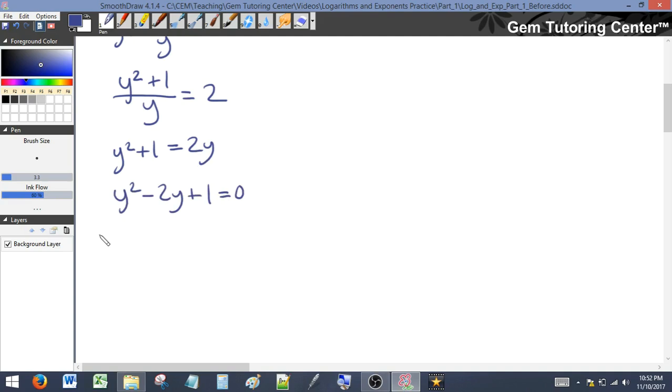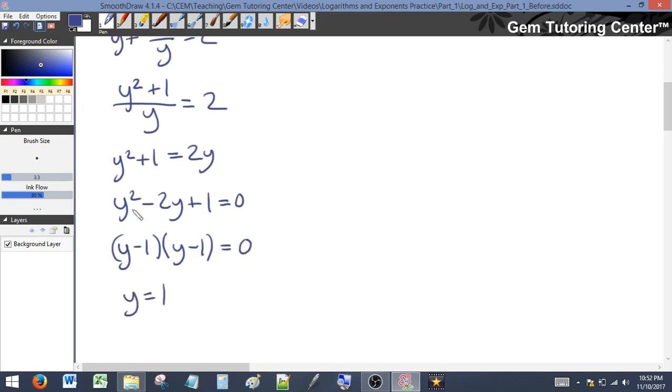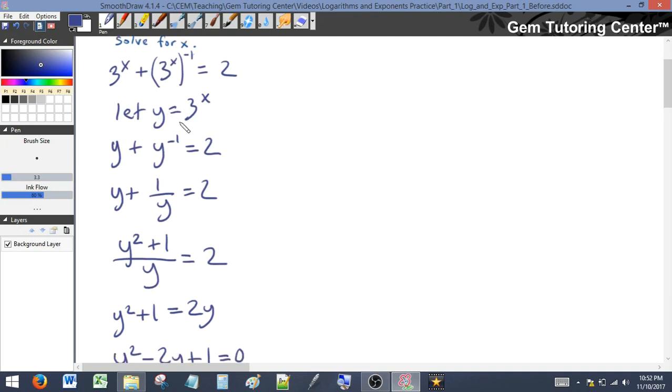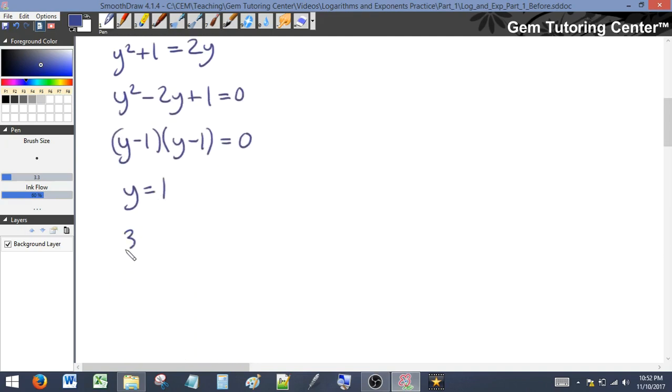equals 0. Turns out this is a pretty easy function to factor, so we'll just get y minus 1 times y minus 1 equals 0. So y is equal to 1. And remember what y was. y was 3 to the x. So 3 to the x equals 1.